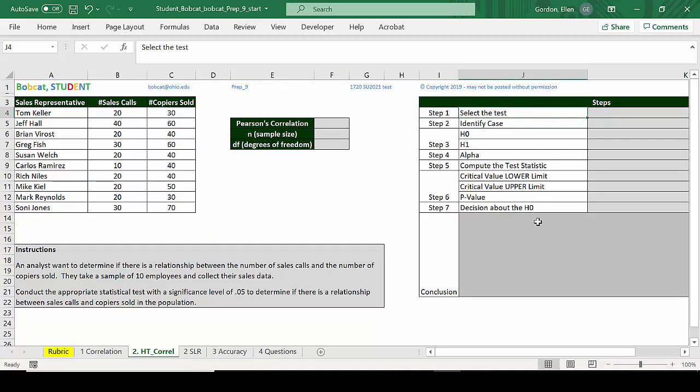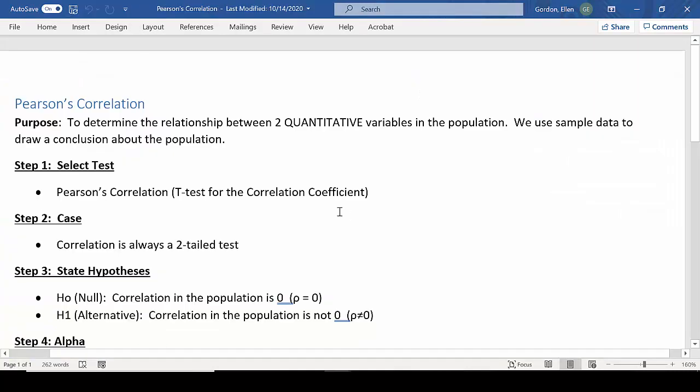The first step is to select the test. If you look on ISMS, you will find a handout, and this handout will walk you through all of the different steps. I'm going to use this handout as a guide throughout the video. So first we are going to select the test, and the name of the test is Pearson's correlation, and we are going to conduct a t-test for the correlation coefficient.